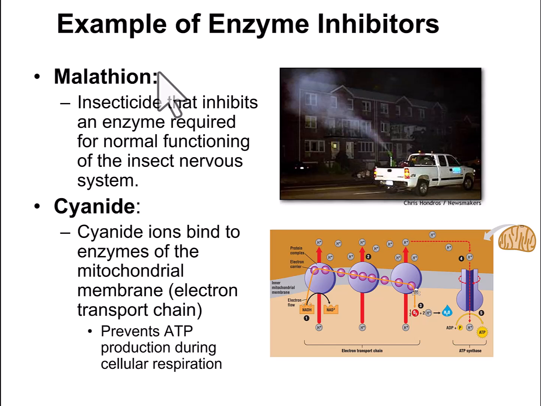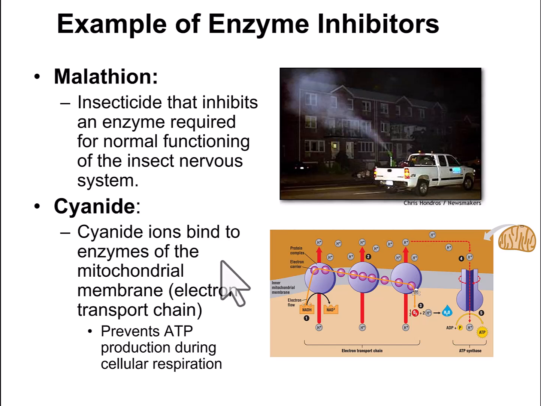Examples of enzyme inhibitors: malathion. Malathion is an insecticide. It inhibits enzyme activity required for normal functioning of the insect nervous system, thereby killing the insect. In fact, a lot of different pesticides are just going to have inhibitors for enzymatic reactions that are specific to the insects that they're killing.